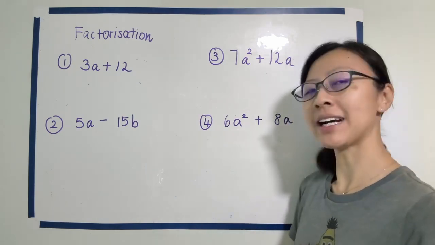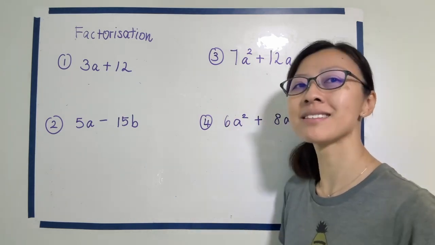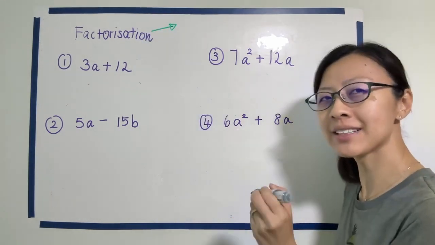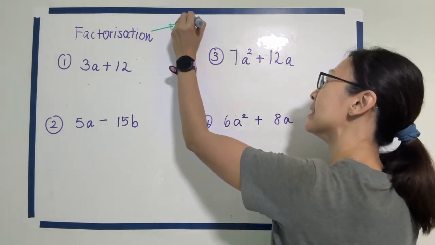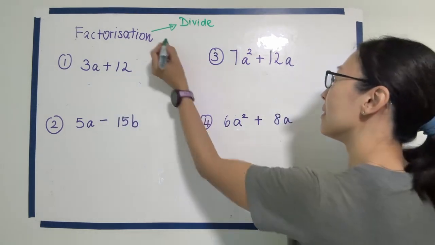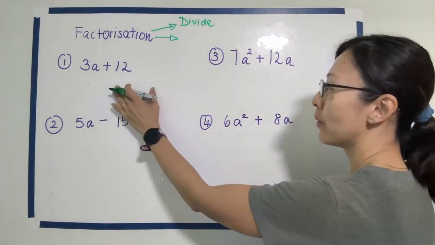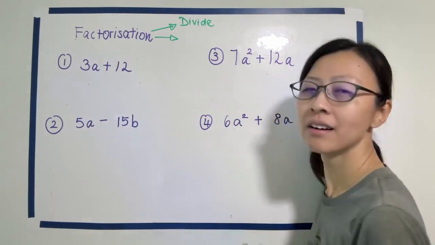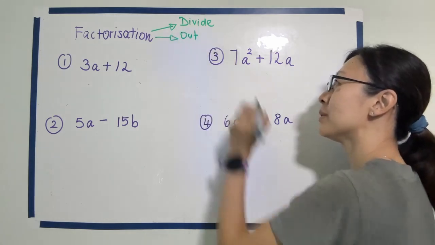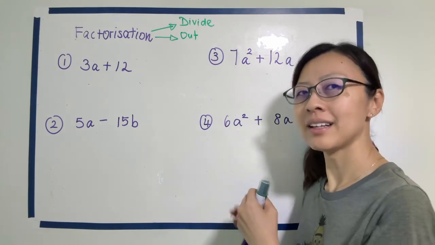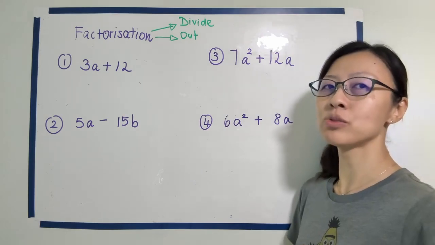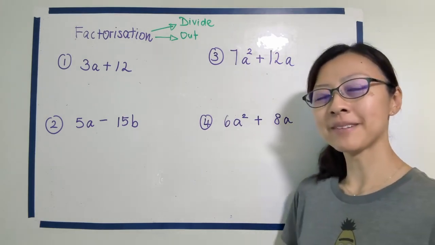Now, when we do factorization, we need to bear in mind two things. Firstly, factorization involves us looking at common factors that we need to divide from each term. Besides that, we have to bring these out of the expression to a bracket. I'm going to write the two keywords here, divide and out. I'm also going to show you 4 examples here on how to do factorization the easy way.